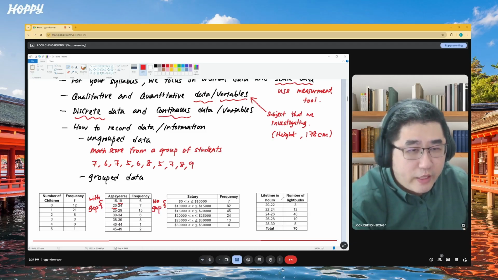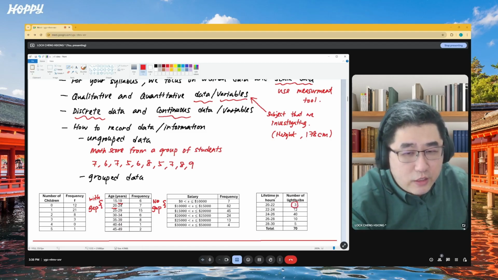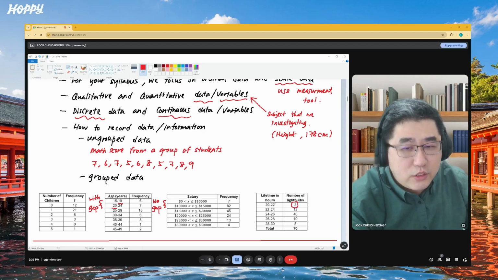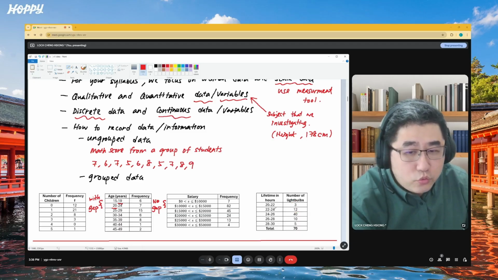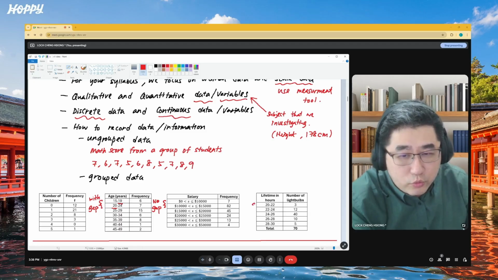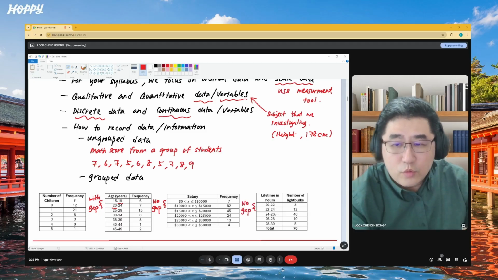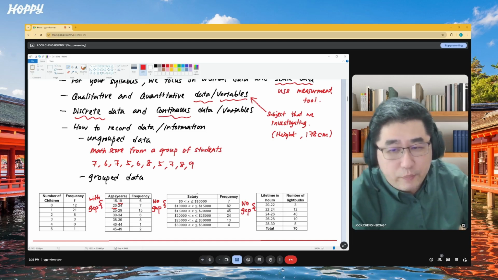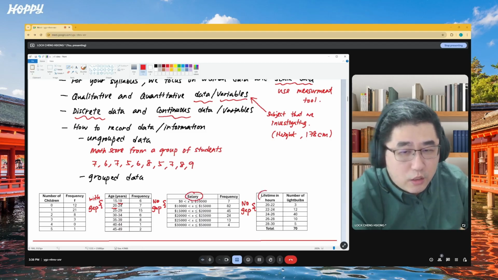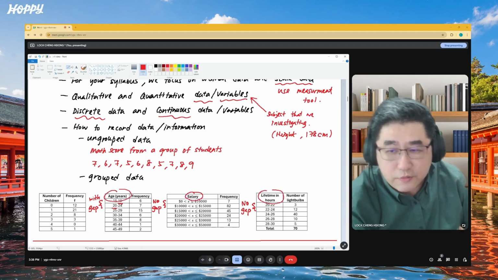Or maybe light bulb, the lifetime of a light bulb. There are 3 light bulbs that last for 20 to 22 hours. There are 12 light bulbs that last for 22 to 24 hours. This one also has no gap. Okay. So with gap or without gap depends on the subject that we are investigating.